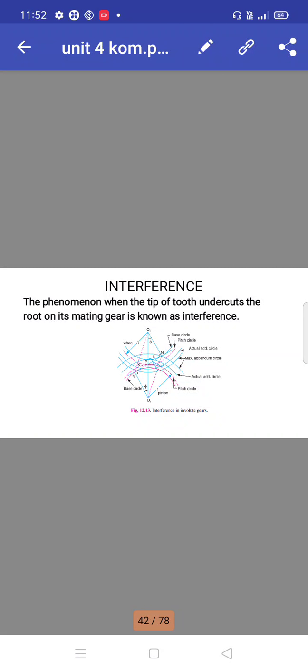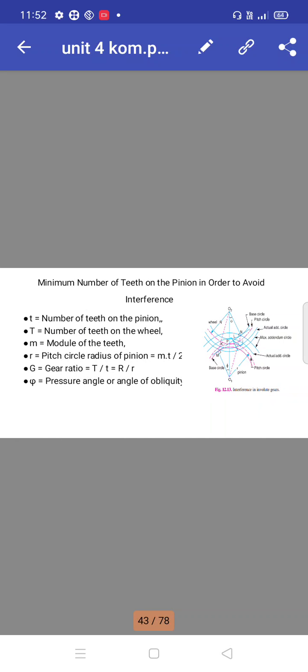Hi friends, next we see about interference. The phenomenon when the tip of the tooth undercuts the root and its mating gear is known as interference. The minimum number of teeth on pinion in order to avoid interference.